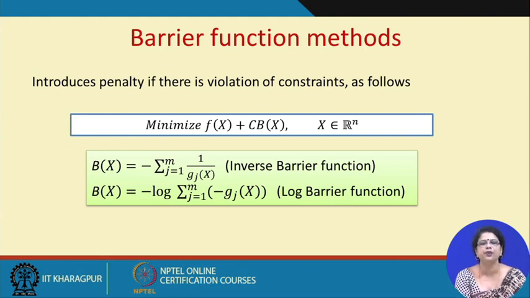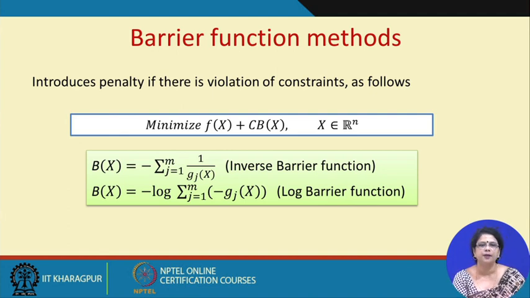But if we reach the boundary of the feasible region by considering x equal to 5, though x equal to 5 is the optimal solution of the problem, the disadvantage of this methodology is that you will get an unbounded solution, because 1 by x minus 5 when x equals 5 gives you infinity.